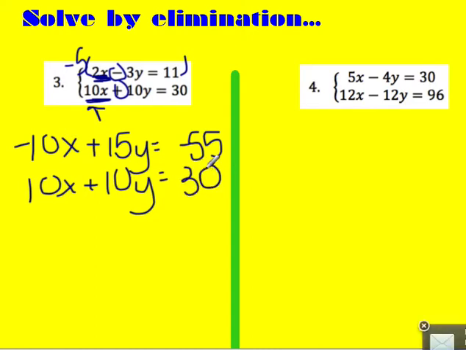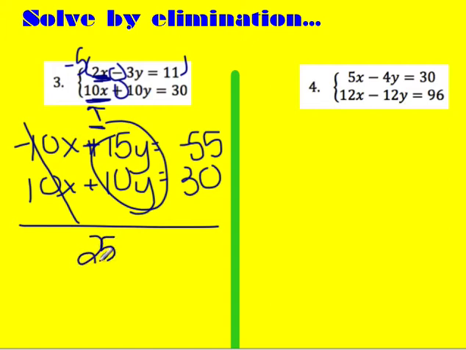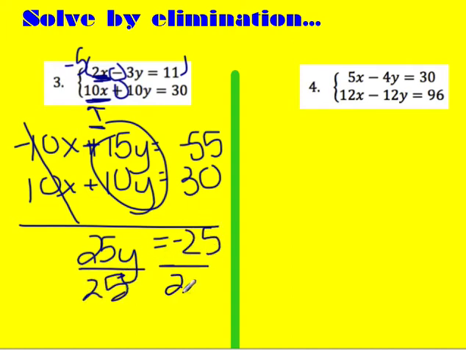Okay, so then what I am going to do next is add some of these together here. These right here are going to cancel out, and I'm sorry, this should be a negative 15y, or positive, no, goodness, that should be positive, I was right. So then I'm going to add 15y plus 10y, and that's going to give me 25y. And then I'm going to do negative 55 plus 30, and that's going to give me negative 25. So I'm going to divide both sides by 25 to get that y is equal to negative 1.